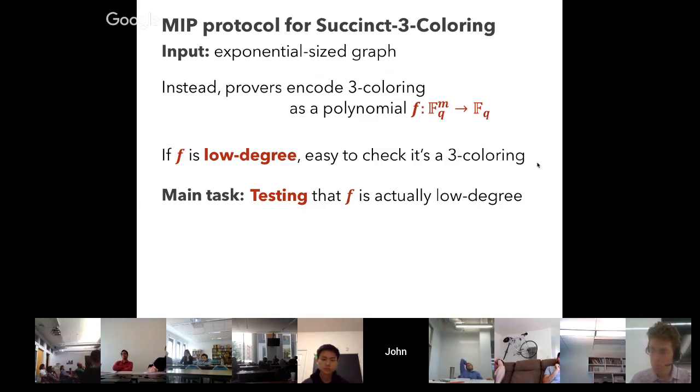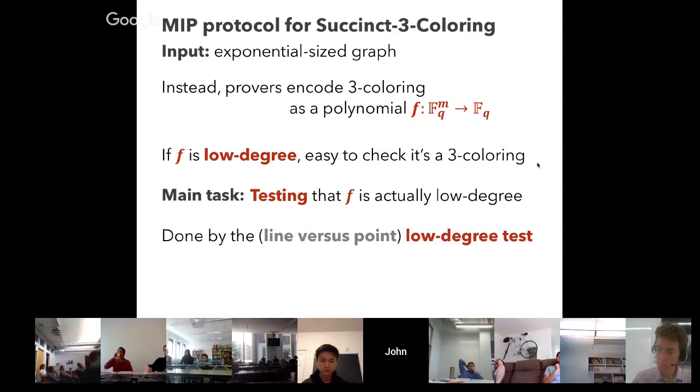Because maybe the two provers are trying to trick you with a polynomial that's not low degree. And so you need to test first that it is low degree before you take their word for it. So how do you test that a polynomial is low degree? Well, it's done by the totally standard low degree test. And in this talk, we'll be looking at the line versus point variant of it.